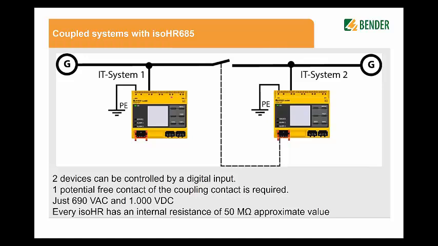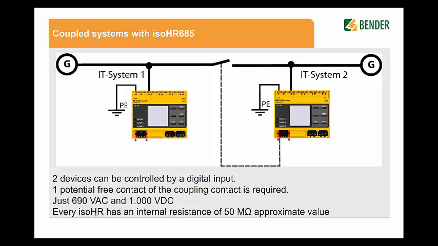You can also use the device in coupled systems with the isoNet functionality or with the F1, F2 functionality via the digital input. So if you have a coupled system with two generators, for example, and you have a potential free contact of the coupling switch, you can put it on a digital input of one device, and when the coupling switch is closed, the right device goes into standby mode. But this works just up to 690 volt AC and 1000 volt DC, because the internal semiconductors for decoupling are not specified for higher voltages.